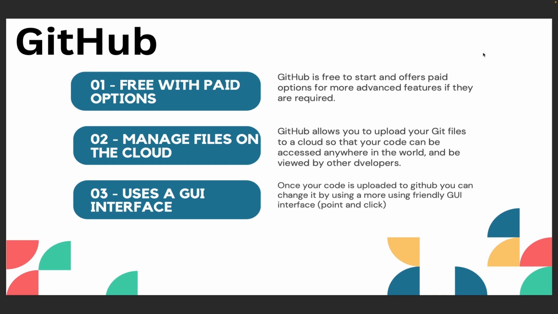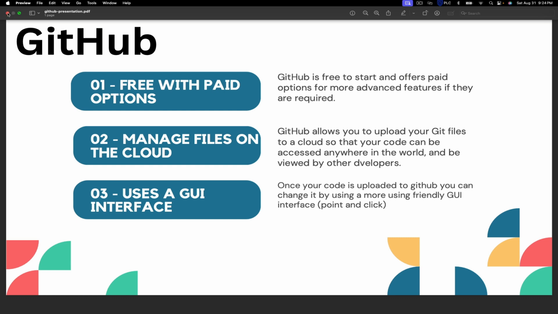So again, the cool thing about GitHub is it allows you to push your local Git files to the cloud on GitHub so that they can be accessed anywhere in the world and be viewed by other developers. And once you get your code from Git to GitHub, if you would like, you can use the GUI interface, and that just means a point-and-click interface. So instead of having to enter a bunch of commands in the terminal, you can actually edit files and add them just by pointing and clicking and using the normal workflow that you would use for adding files to any other website. Just a GUI interface, not the terminal. So that's Git and GitHub explained in a little bit more depth. Hopefully you have a good understanding of what they are and what their differences are.